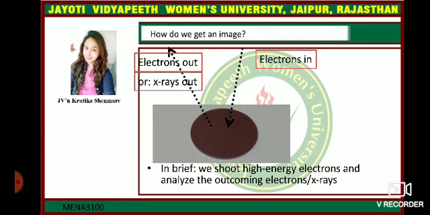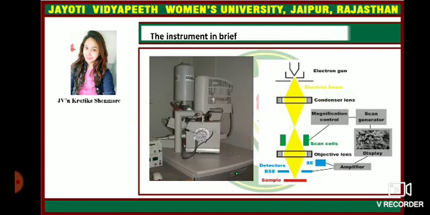So how do we get an image? Electrons come inside a surface and then the electrons go out or the X-rays go out. In brief, we shoot high energy electrons and analyze the outcoming electrons or X-rays.